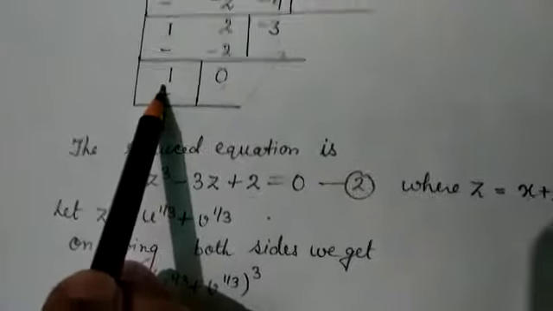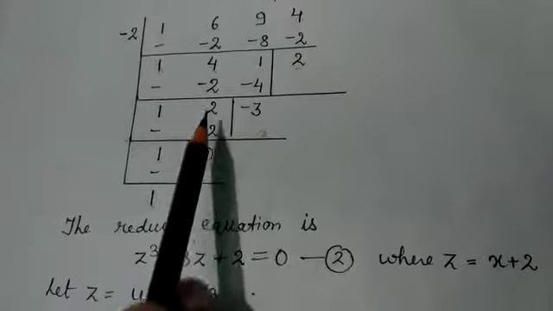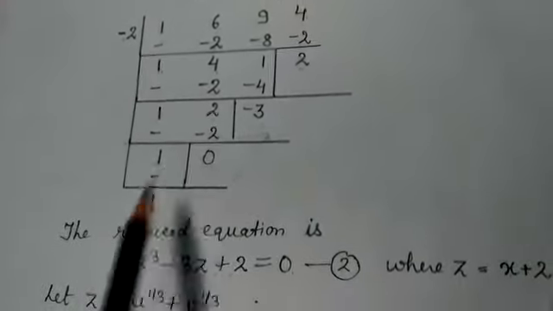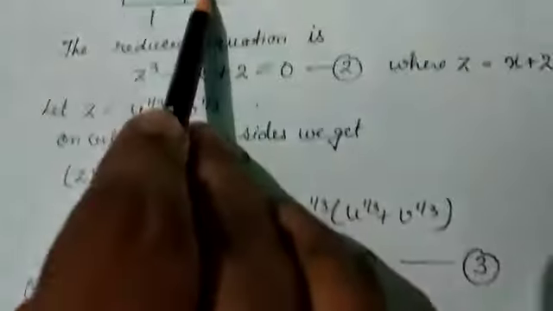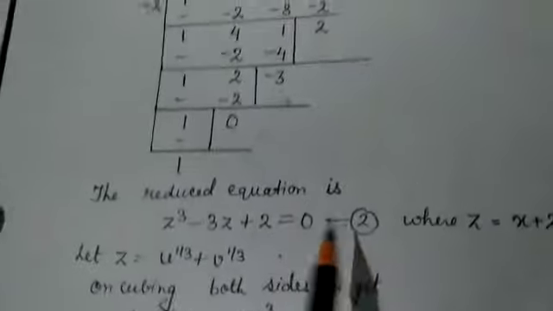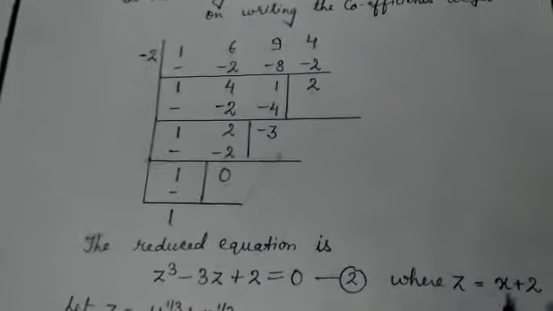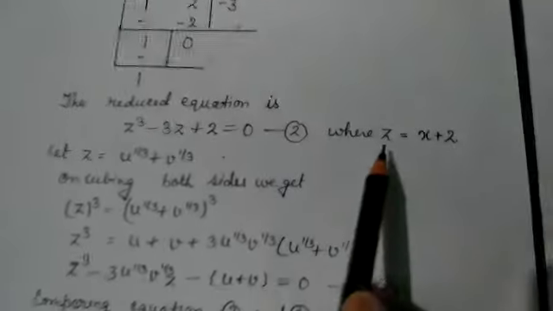1 will remain as it is here. 1 into minus 2 is minus 2. And here on adding we'll get 0 and 1 will remain as it is. So now the reduced equation that we get is z cube, coefficient of x square became 0, then minus 3z plus 2 is equal to 0. Where z is x plus 2.